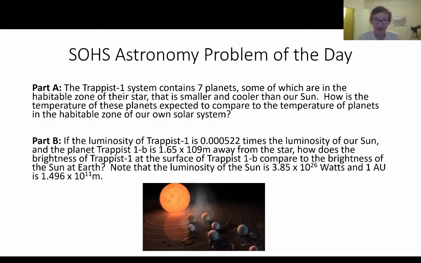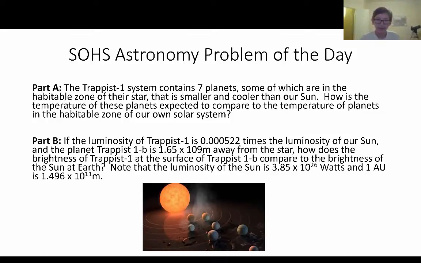Hello everyone, today I'll be presenting an astronomy problem of the day about the TRAPPIST system. The TRAPPIST-1 system contains 7 planets, some of which are in the habitable zone of the star. And this star is smaller and cooler than our own. How is the temperature of these planets expected to compare to the temperature of planets that are in the habitable zone of our own solar system?